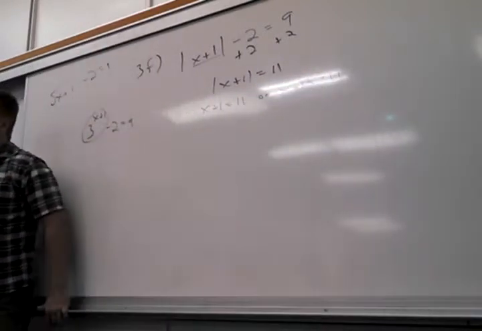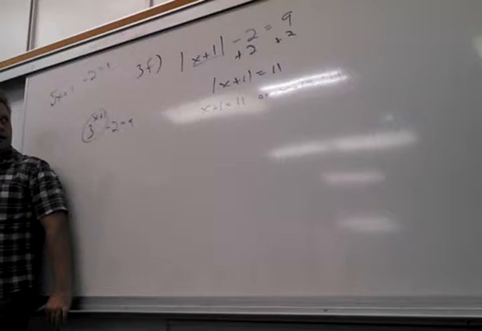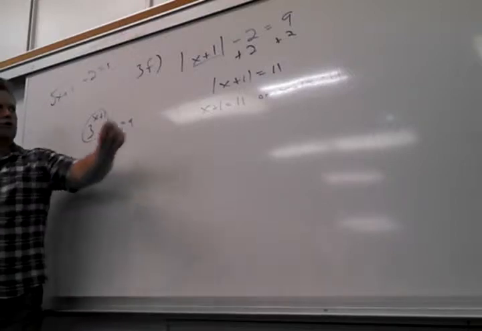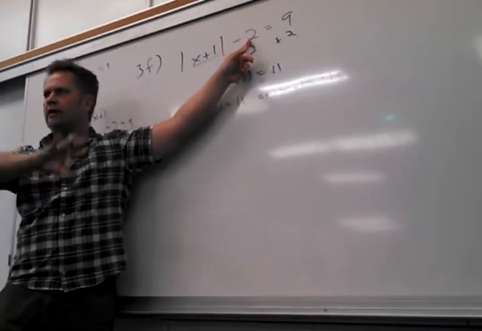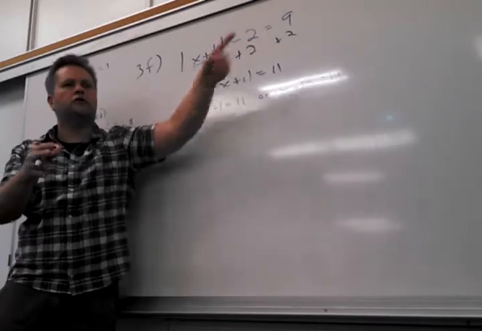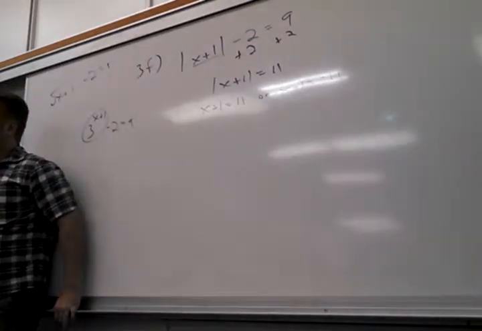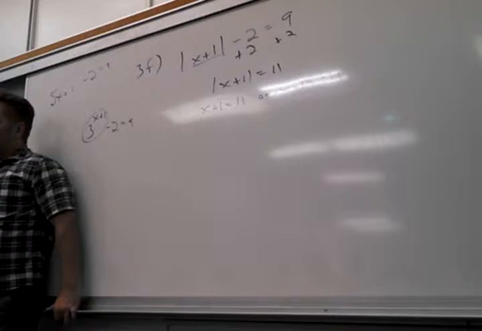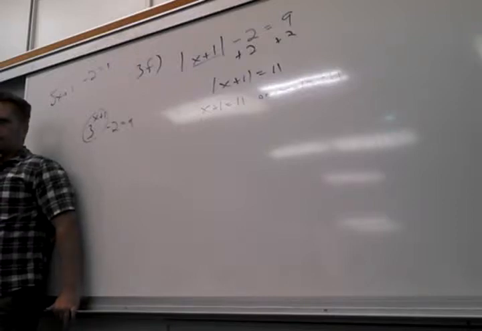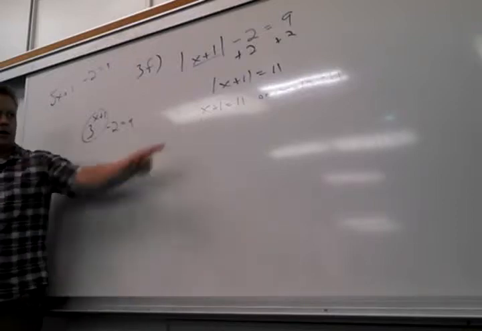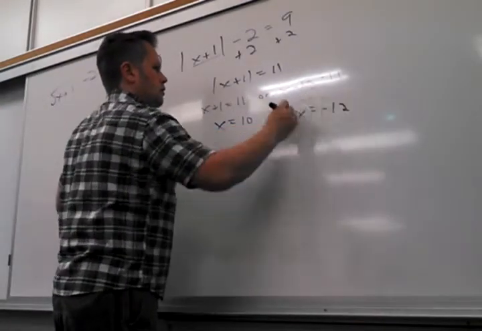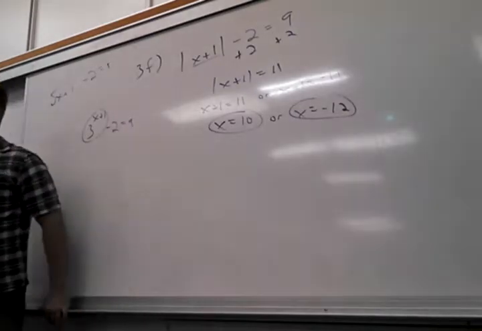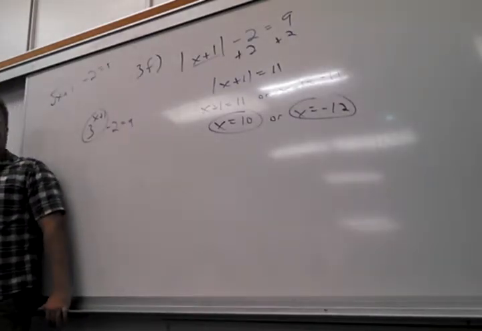The mistake a lot of people make is they don't add 2 first. So you make this plus 9 and minus 9. Well, how did this part escape that consideration? No, you bring it over so it can't escape. Oh, that's right. Cool. So then you get x equals 10 or x equals negative 12. So that's what you should get for 3f.